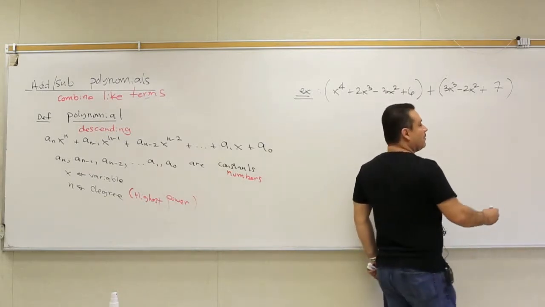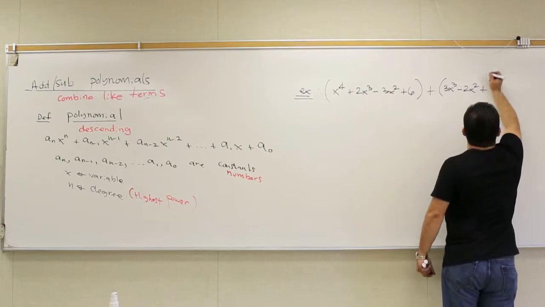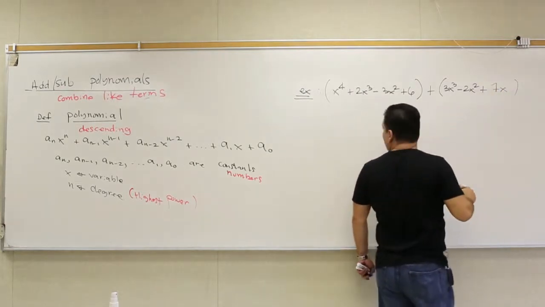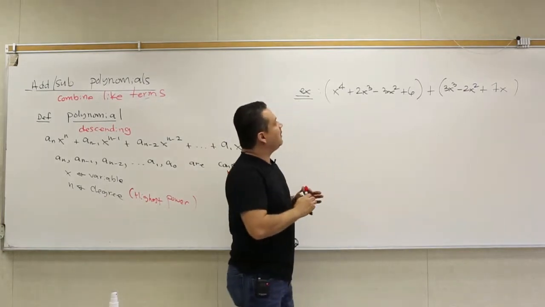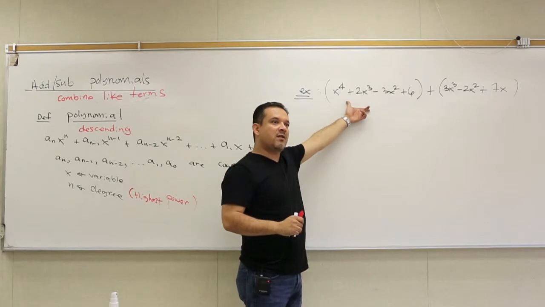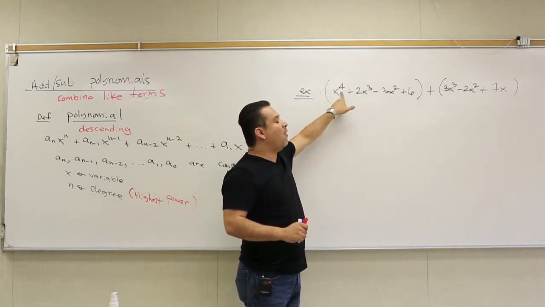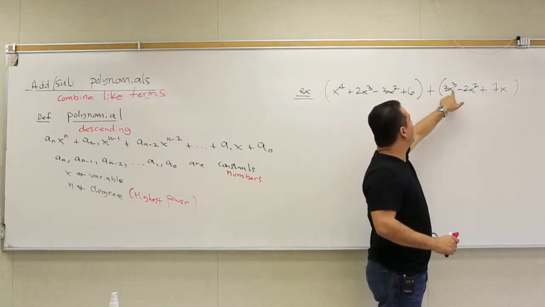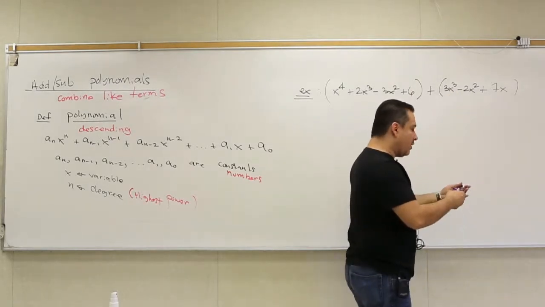So how if we change this? Let's say plus 7x. Here's what I want to say to you. Is this a polynomial? Yes. What's the degree? 4. Good. Is this a polynomial? Yes. What's the degree? 3. Okay, good. What operation is this?